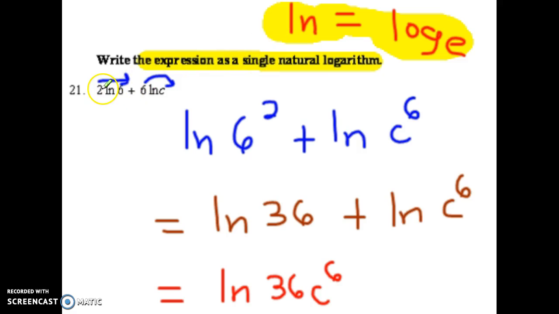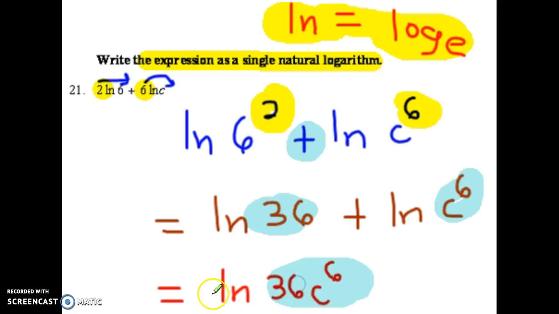So first thing I'm going to do, I'm going to take my coefficients and put them back as exponents. If I am adding, that really means I'm going to be multiplying. So 6 squared is 36. And then I have 6c, so I'm going to go ahead and multiply those together. Now I have one natural log.